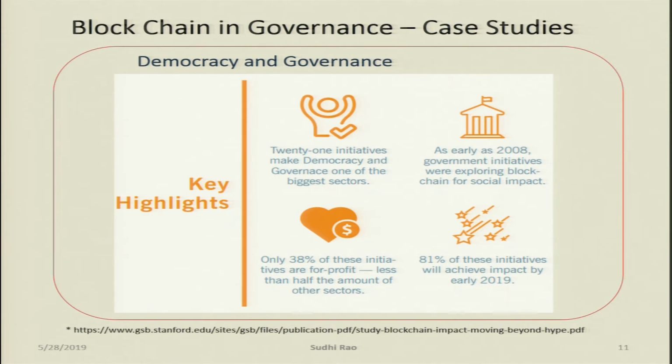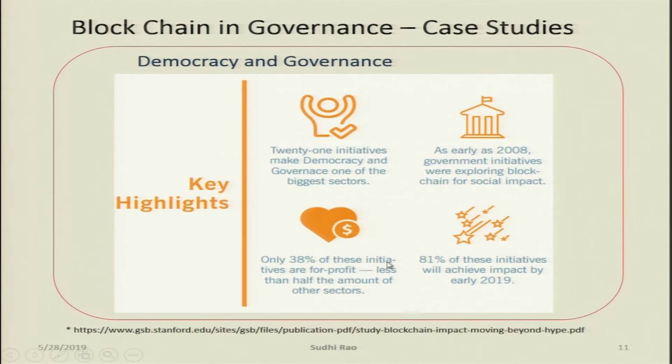Democracy means elections and voting. Key highlights of this study: out of 200 and odd projects they studied, 21 initiatives make democracy and governance one of the biggest sectors. Almost 10% of all the projects were in democracy and governance. As early as 2008, government initiatives were exploring blockchain for social impact. Remember, in 2008 all we had was distributed ledgers. We did not have blockchain as we recognize it today. The concept was there, the implementation was not. They had what is called a distributed ledger.